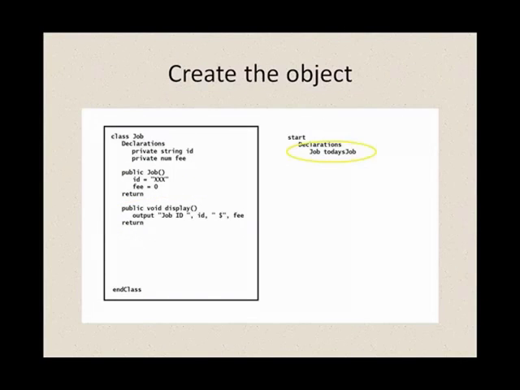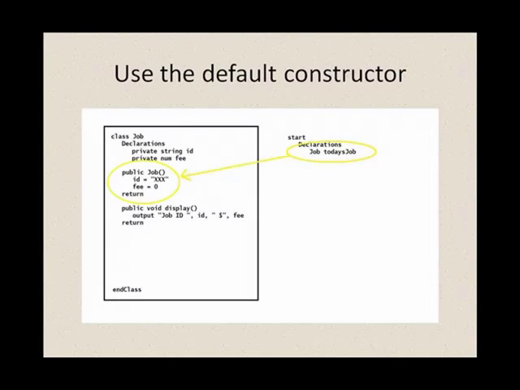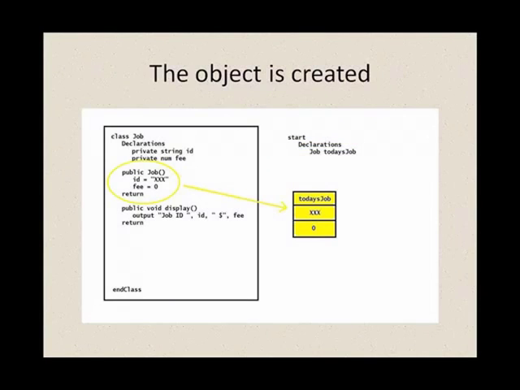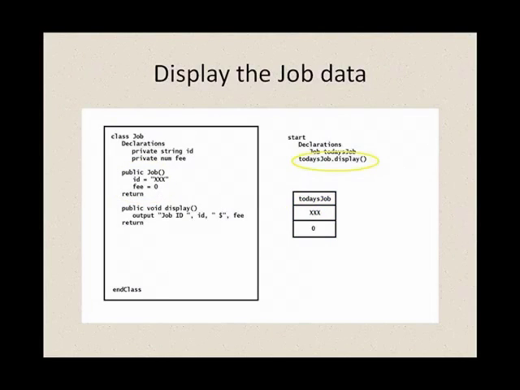If you write a program and declare a job called Today's Job, the constructor is automatically called. The ID is set to XXX, the fee is set to 0, and the object is created. If you add a statement to your program to display the job, you'll see that the job ID is XXX and the fee is 0.